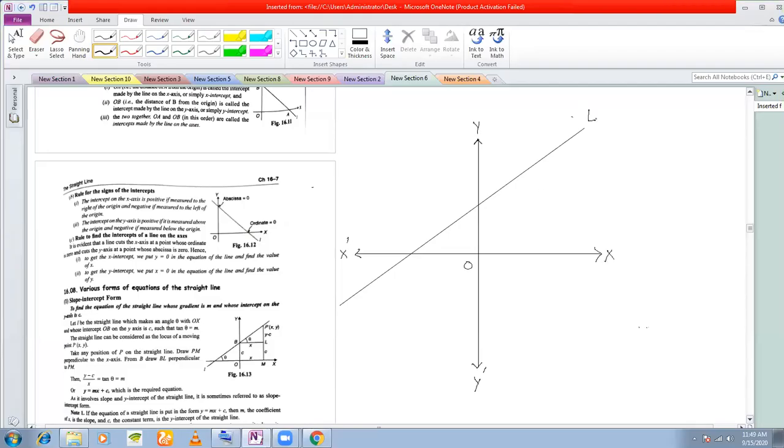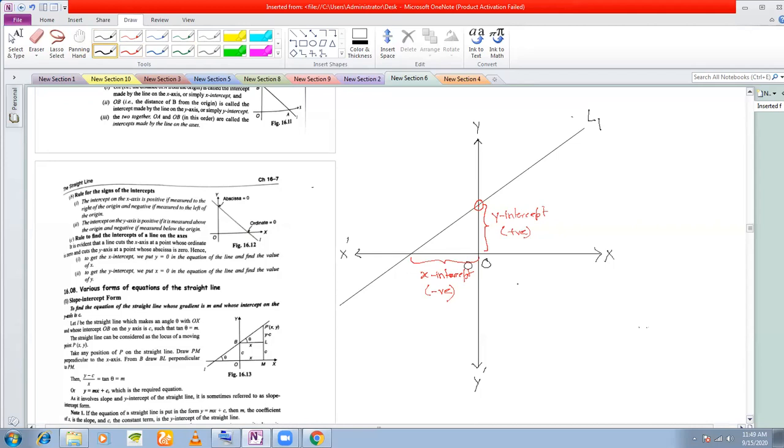So if you have a straight line, say L1 like this, then the distance of the origin from the point where the straight line cuts the y-axis is called the y-intercept. In this case, the y-intercept is said to be positive. And the distance of the origin from the point where it cuts the x-axis is called the x-intercept. In this case, the x-intercept is negative because it is in the negative direction. And this is your origin.